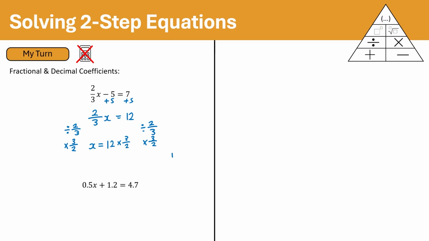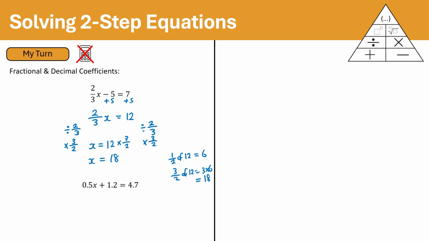If I'm doing 12 multiplied by 3/2, well, then we might want to think, what's 1/2 of 12? Well, 1/2 of 12 is 6. So 3/2 of 12 is 3 times this. So it's 18. So my answer is x is equal to 18.